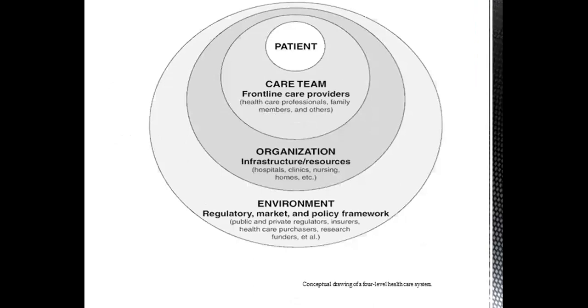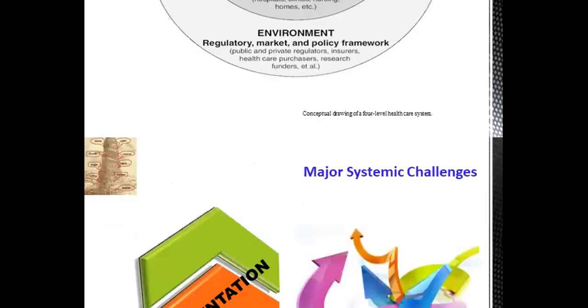This ties to the development of a conceptual framework of four levels of healthcare system, which include patient level, then the patient interacts with the care team, which is frontline healthcare workers, for example, healthcare professionals, family members, and others. Then organization, which includes infrastructure and resources, such as hospitals, clinics, nurses, and beds, and environment, which includes regulatory environment, market, and policy framework, for example, public and private regulators, insurers, healthcare purchasers, and research funders. Therefore, four levels of healthcare system.